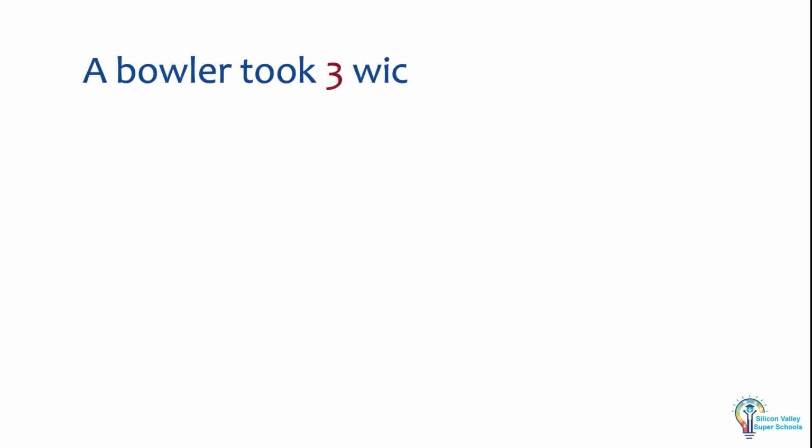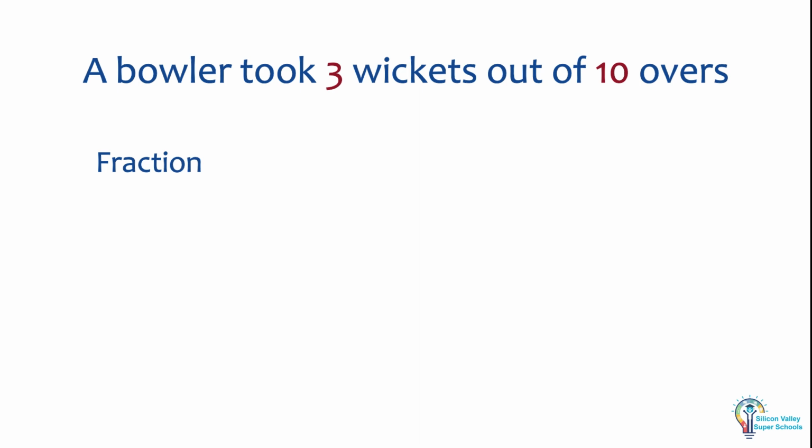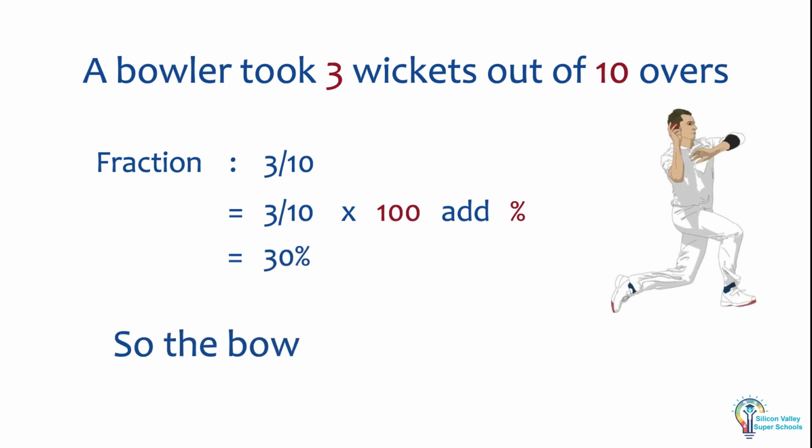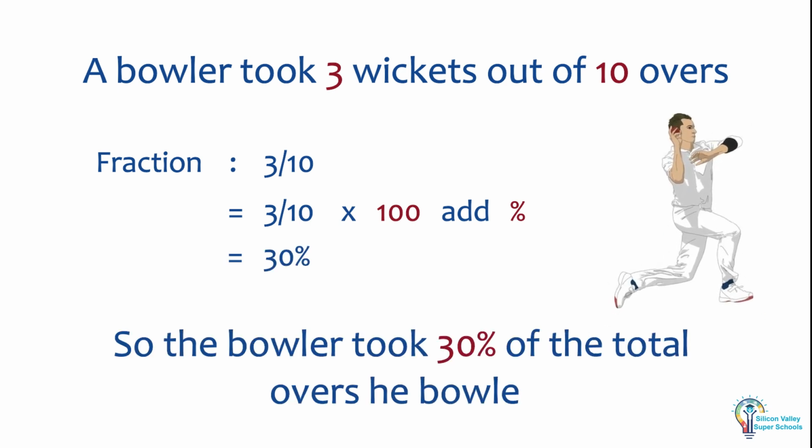Suppose a bowler took 3 wickets out of 10 overs. We can write this as a fraction, 3/10. We can convert this fraction to a percentage by multiplying it by 100 and adding the percent symbol. 3/10 times 100 is equal to 30%. So the bowler took 30% of the total overs he bowled.